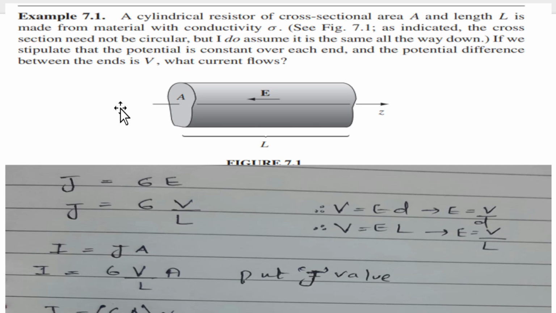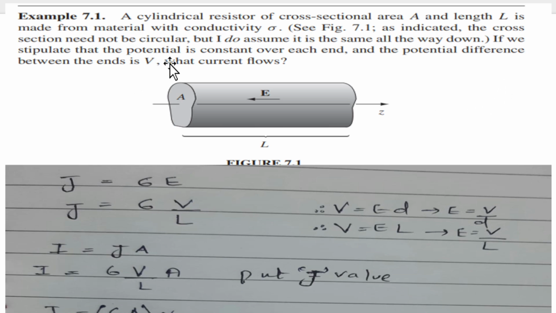Further, you can see the cross-section need not be circular. So this is the diagram. You can see this is not, but mostly the ends should be of the rounded, circular form. Okay, so assume that the cross-section stays the same all the way down, so both ends have the same cross-sectional area.